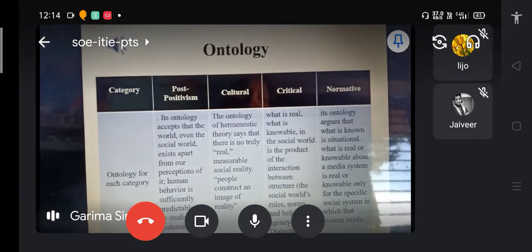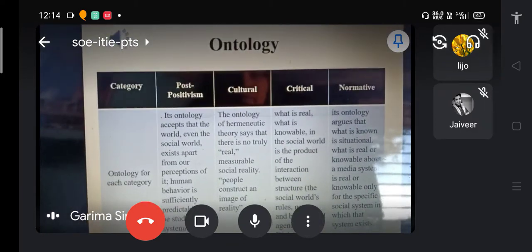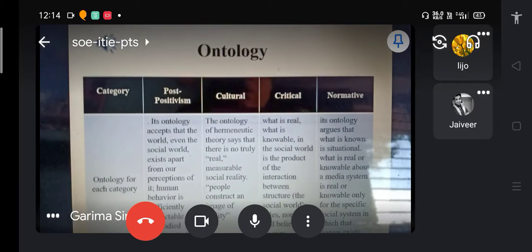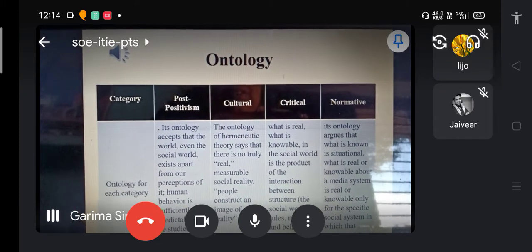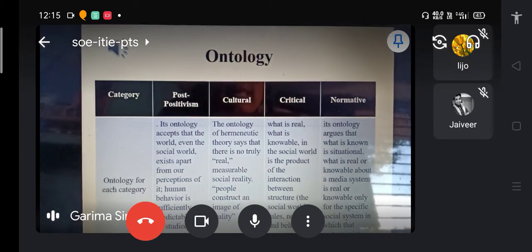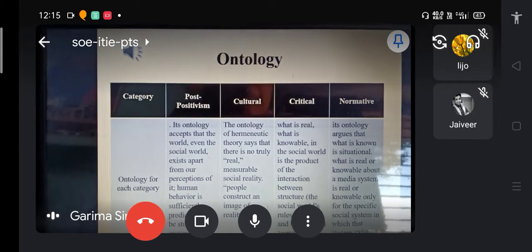And the next division is critical. Here, the reality is dialectic in nature. I'll be explaining what dialectic means. Dialectic means the interaction between structure and agency.